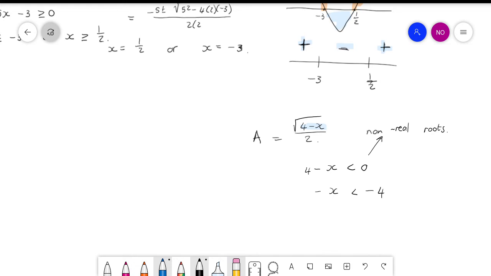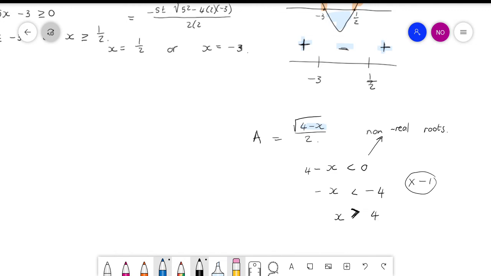But then I need to get rid of the minus in front of the x. So I multiply with minus 1, which remember will change the direction of the sign. So then you will have x and 4. So if x is bigger than 4, this thing will not have any real roots. And just think about it for a second. What number is bigger than 4?